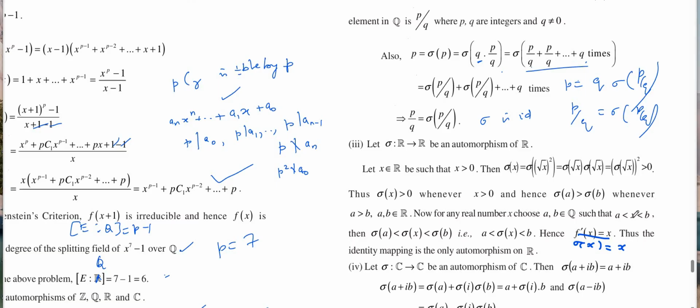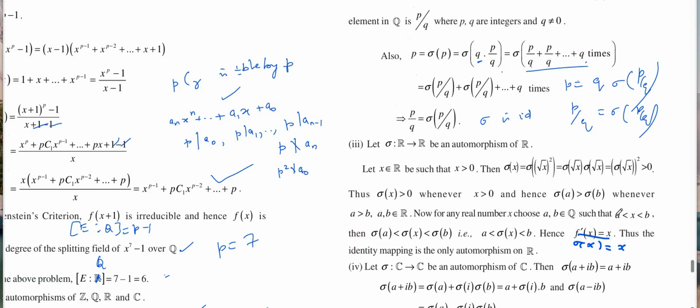So x is a real number. Between any two rationals there lies a real number. That's a result from real analysis. We make use of that, so that it gives us sigma of a less than sigma of x less than sigma of b. But we have sigma of a to be a and sigma of b to be b, because for rationals we just now proved it will be only the identity mapping. So you have this.